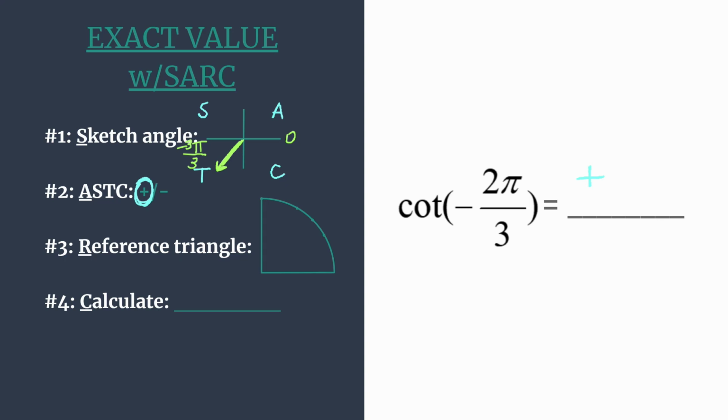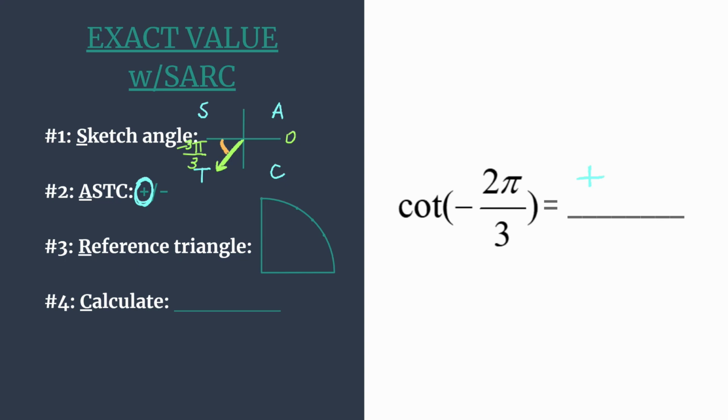Before we move on, if you do have a terminal side of an angle in quadrant 4, you can see the C tells us that cosine and its reciprocal secant are the only positive ones there. All right, now for step 3, we want to find our reference triangle. So to do that, we need to find our reference angle, which is just our rotation from our terminal side to the x-axis. So that's this angle here.